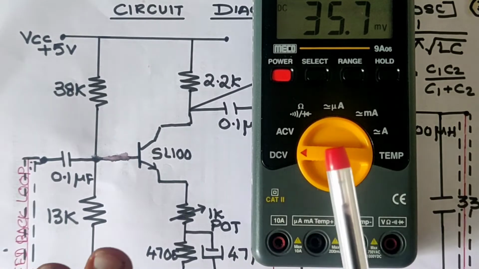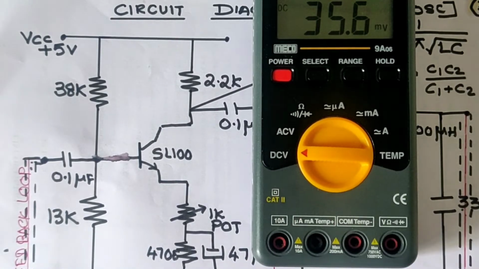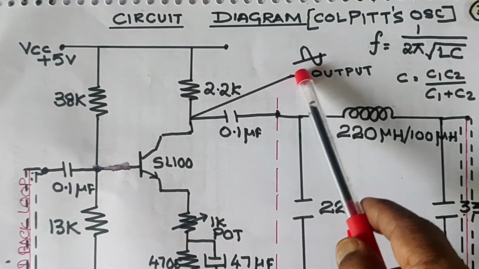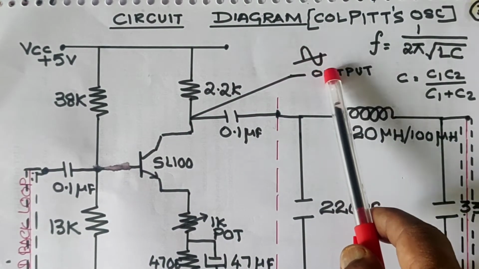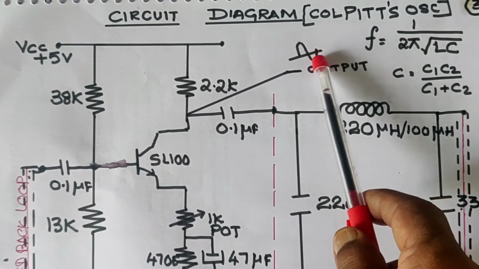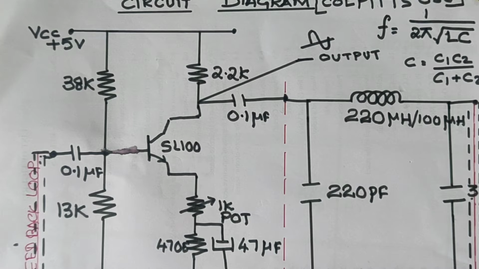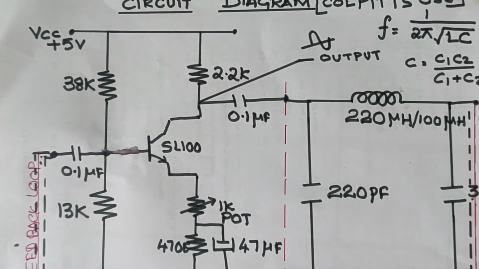If these conditions are satisfied, you will get the output, that means the Colpitts output as a sine wave here. You will get 100% perfect. So the connections I will go, just now I have shown how this amplifier section is connected. Okay, let us see in the next part how to measure the DC voltages practically.